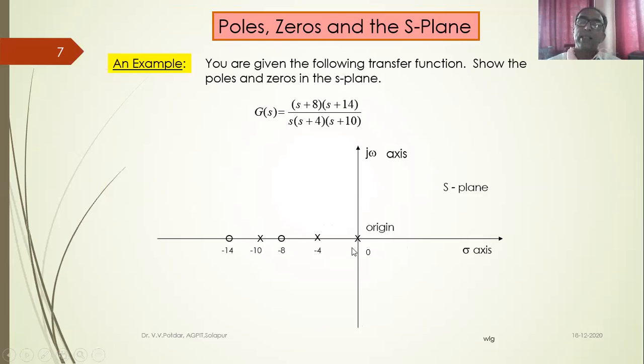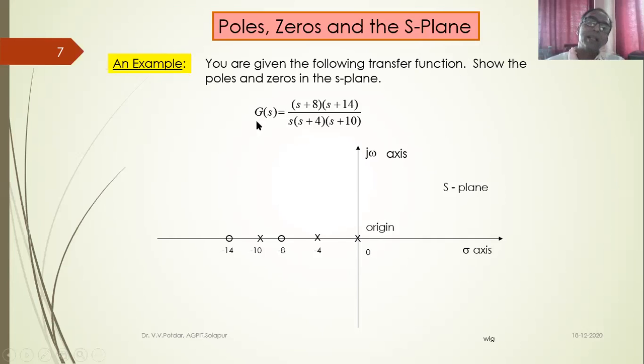Now, the x-axis is the real axis, the sigma axis, and the j omega axis is the imaginary axis. This is called the S-plane, because S is equal to sigma plus j omega. Sigma is the real part of S, and j omega is the imaginary part of S. So this is the real axis, this is the imaginary axis. This is the sigma axis, this is the j omega axis.